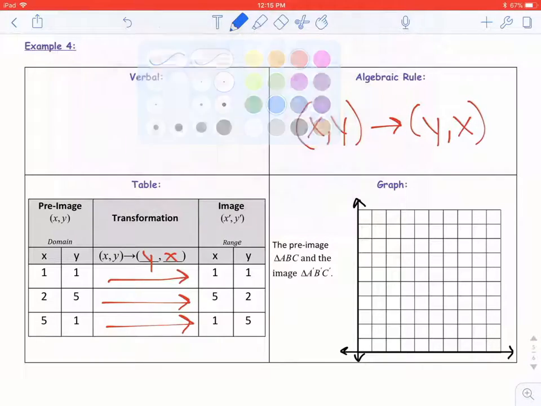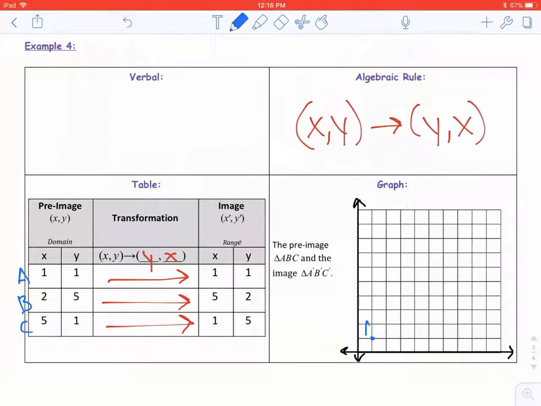And then let's go ahead and graph our pre-image points. So we will call this one A, B, and C and graph those. So notice all of our values are positive, so I only need to have positive points on my graph. And so I've already put the x-axis and the y-axis, so it's really just the first quadrant that we need. So 1, 1 is point A. B is located at 2, 5. And C is located at 5, 1.